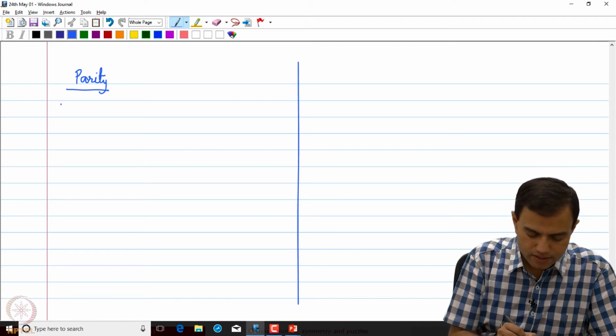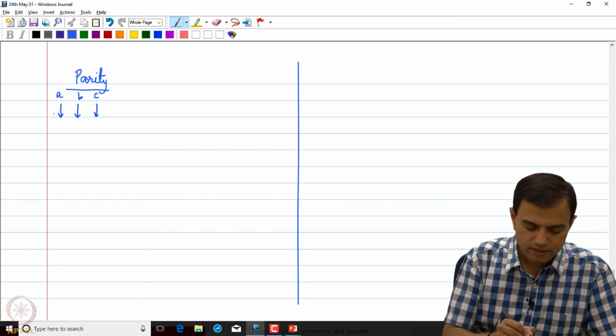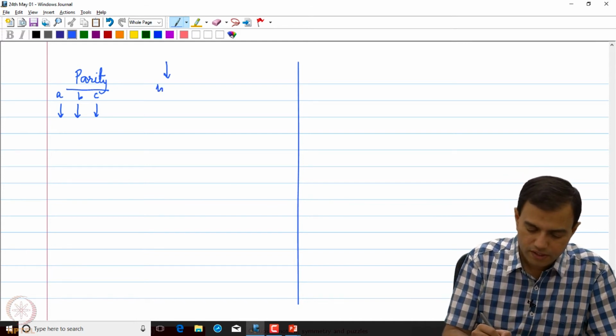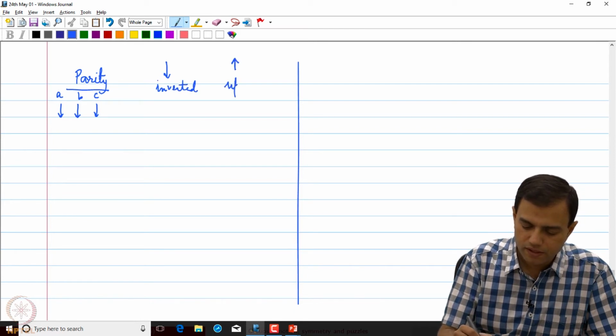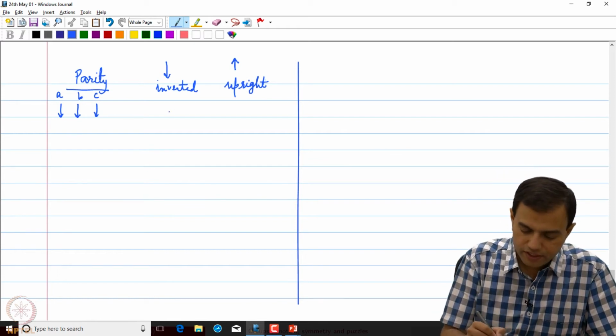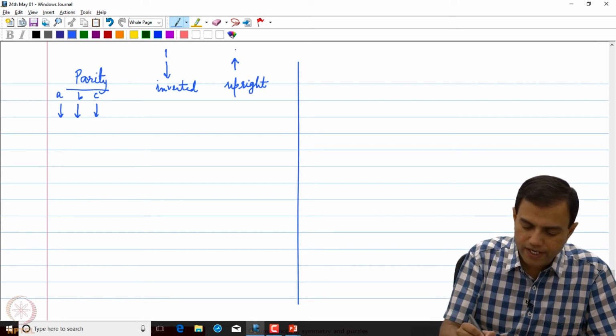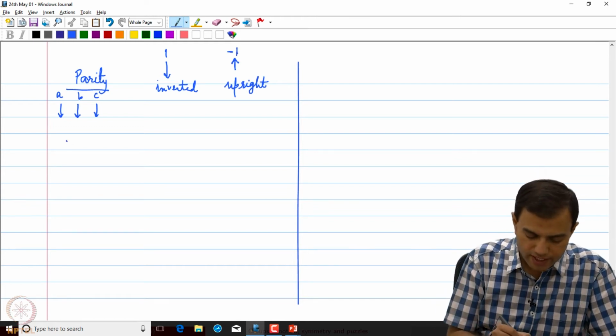So suppose these are 3 positions for the 3 cups A, B, C. This is inverted, so this is the notation for inverted. This is the notation for upright. So whenever I have this down, I say 1. When I have upright, I say -1. So X is the set of all configurations.